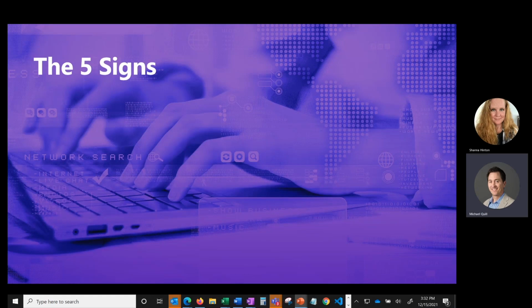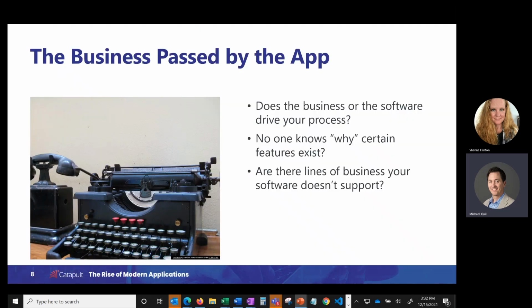But of course, the really exciting stuff, what are some of the key signs that we see from our customers that mean it's time to stop and think about modernizing? One of the common ones we often see in mergers and acquisition scenarios, the business has passed the app by, right? So you've got a situation where the application is dictating the business process and not vice versa, which for anyone who's been in user-centered design or business analysis, right? That's the backwards approach, right? You want the business process to drive the app and not vice versa.